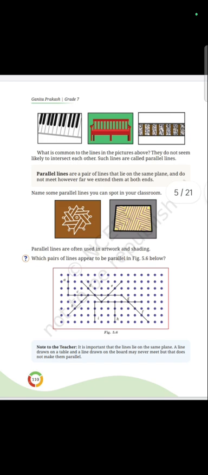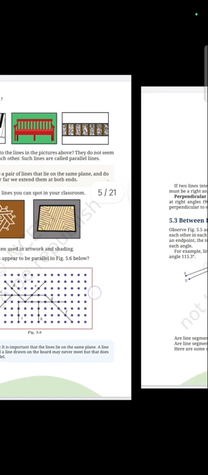Similarly, in figure 5.6 you can see that there are different pairs of intersecting lines as well as pairs of parallel lines, right? Like I and H form a pair of parallel lines, while D and E form a pair of intersecting lines. Similarly, we can have C and B, A and C. These form pairs of intersecting lines.